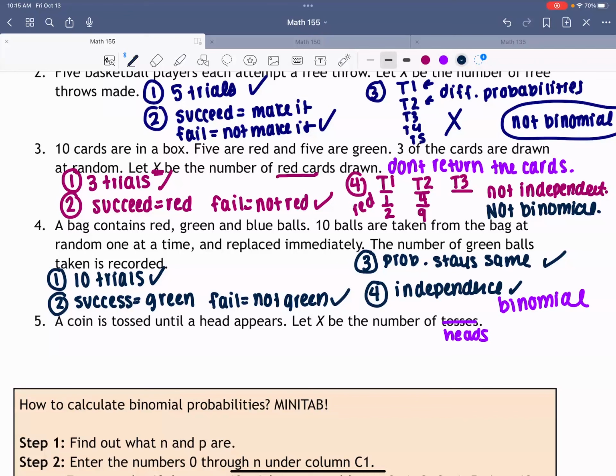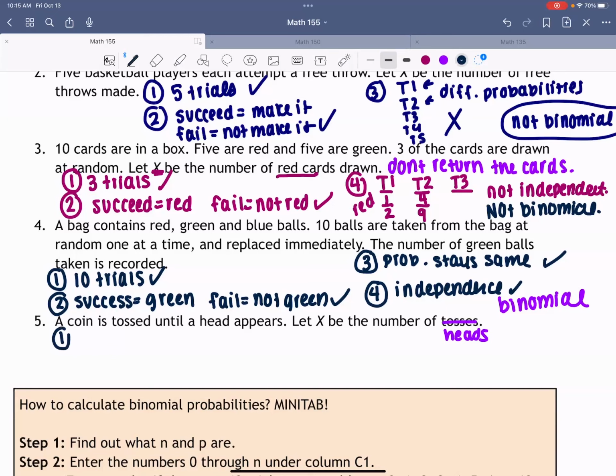Well, how many trials do I have? Undetermined, right? We don't have a set number of trials. I could be really lucky and flip the coin once and get heads, and I would have one trial. Or I could be really unlucky and have to flip the coin 5 times until I get heads. So the number of trials actually depends on what happens.